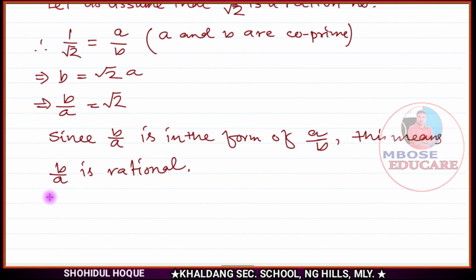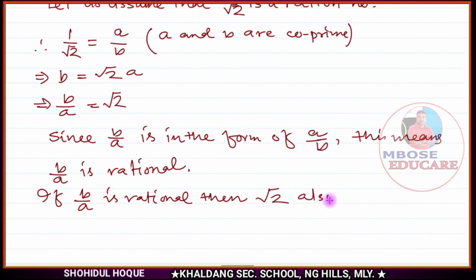This we can also write here, if b by a is rational, then under root 2 is also rational. But this fact is not correct because under root 2 is irrational.